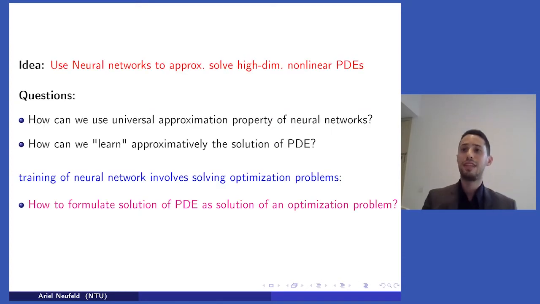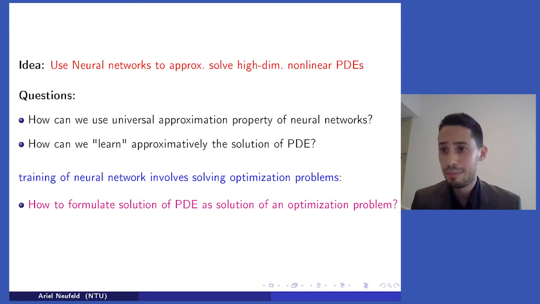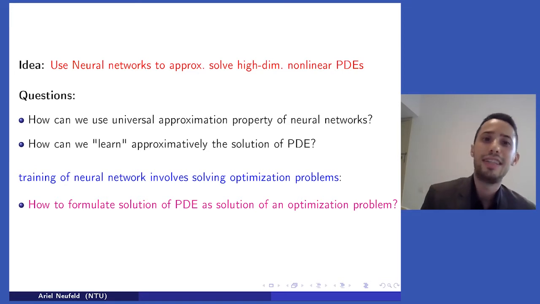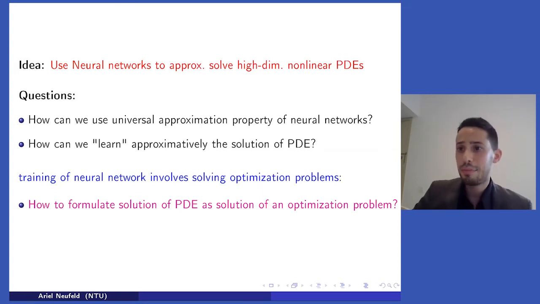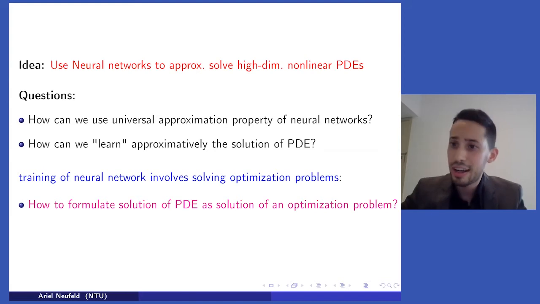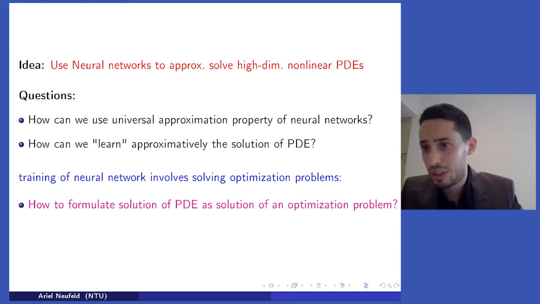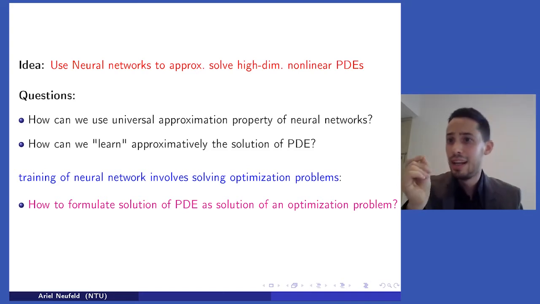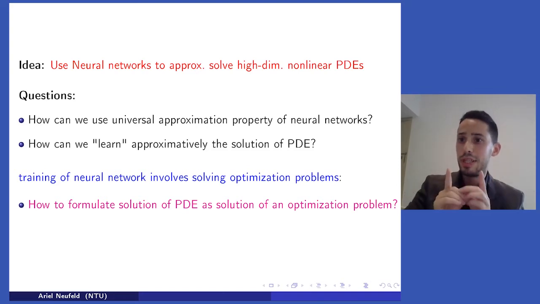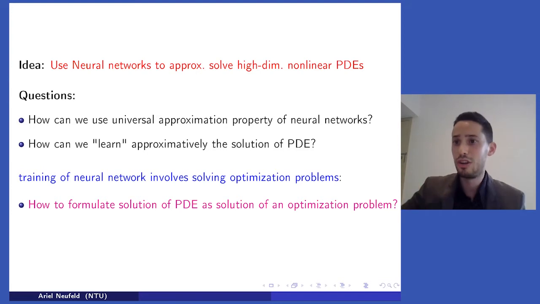Okay, so since we have this universal approximation property of neural networks, the idea is, of course, to use neural networks to approximate the solution of the nonlinear PDE. Typically, under some regularity assumptions, you can show that the PDE solution, let's call it V_t(x), depends on the time t and on the location x, where t represents the time and x the position of your stocks.